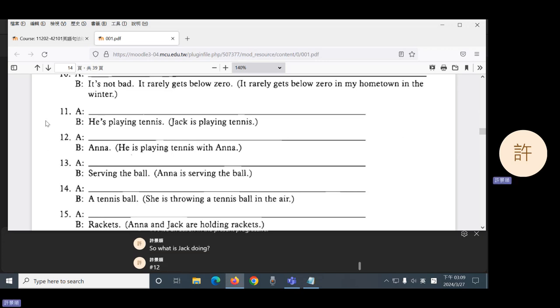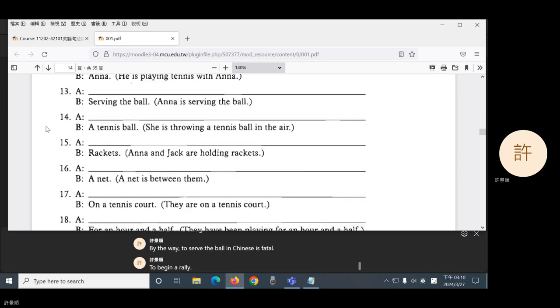Number 12, a person after a preposition. So again, you have two answers. Who is he playing tennis with? Or with whom is he playing tennis? Thirteen, an action. So it's what? What is Anna doing? By the way, to serve the ball in Chinese is fa qiu, to begin a rally. Number 14, asking about a thing. So it's what? What is she throwing in the air?